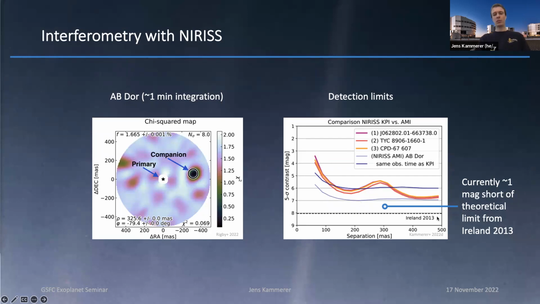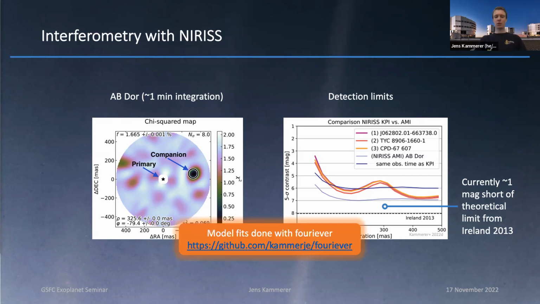It's actually 100 milliarcseconds and a little bit further away. If you compare this to the theoretically expected limits from photon noise, we are still about a magnitude short of that limit. And we think that this is mostly caused by some charge migration effects on the detector, maybe also some interpixel capacitance, but it requires some more work to be able to understand in detail what's going on and hopefully get closer to the theoretically expected limit also with this aperture masking mode.